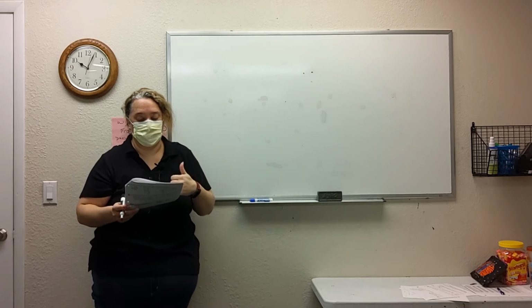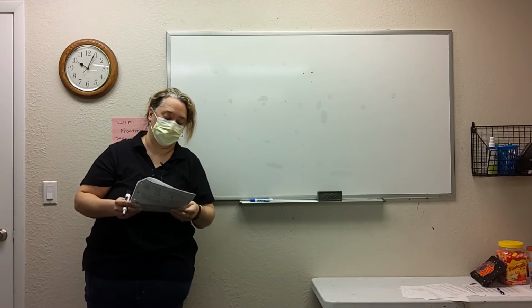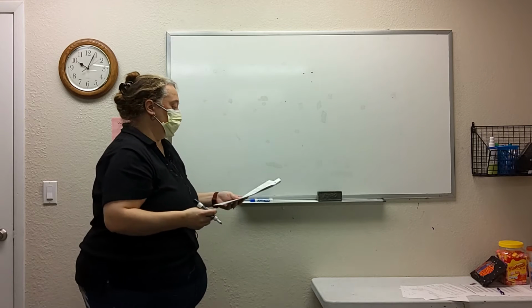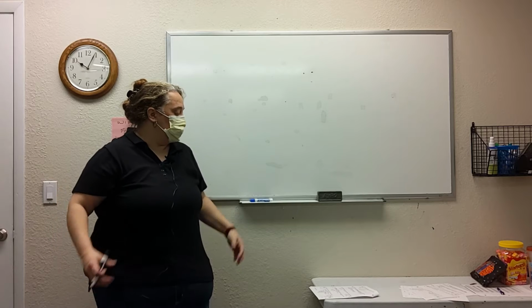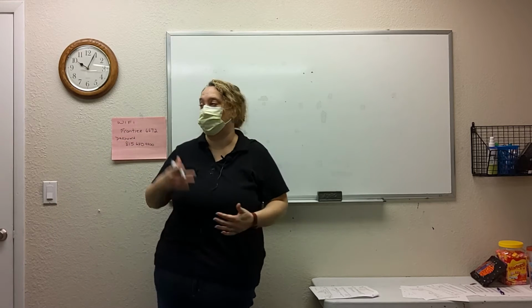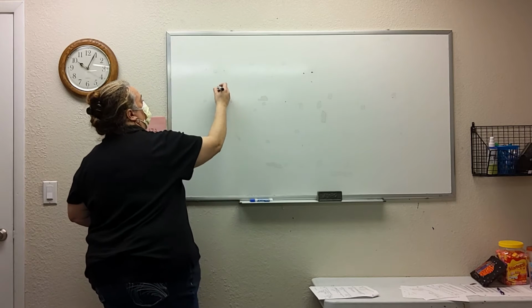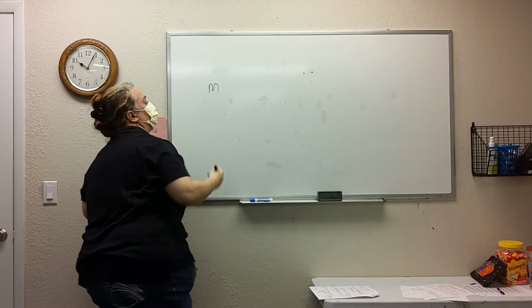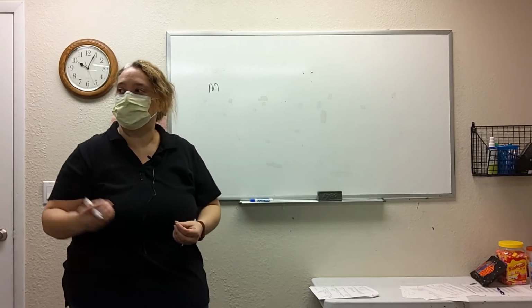If m is divided by 4, the remainder is 2. What's the remainder when m plus 3 is divided by 4? So I need to choose a number m so that when I divide it by 4, I get a remainder of 2, so I get 2 left over. So I need to pick something for m so that when I divide by 4, I get 2 left over. What do you think? 10. Let's try it.